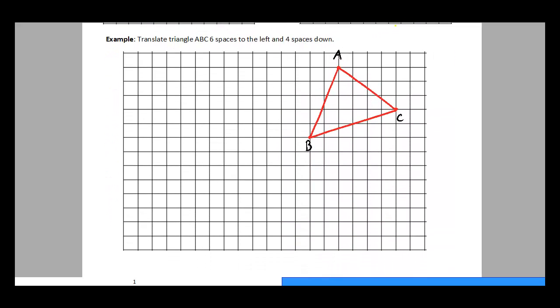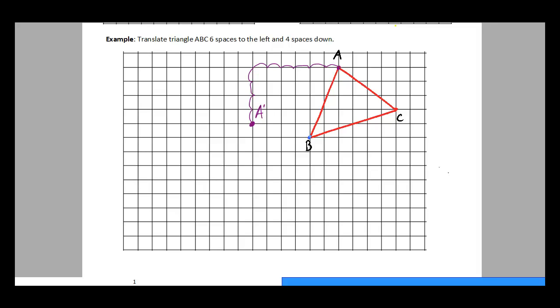So we've got this triangle here, ABC, and we need to translate it 6 spaces to the left and 4 spaces down. So essentially what we can do is take each of our points, I'll just start with A, for example, and move it 6 spaces left and then 4 spaces down. So I'm just going to count over 1, 2, 3, 4, 5, 6 spaces to the left, and 1, 2, 3, 4 spaces down. So this would be my new point, and I would call this A prime, or A with that little apostrophe beside it.